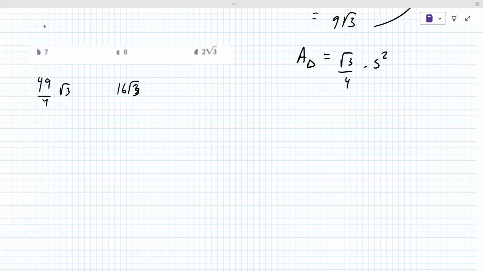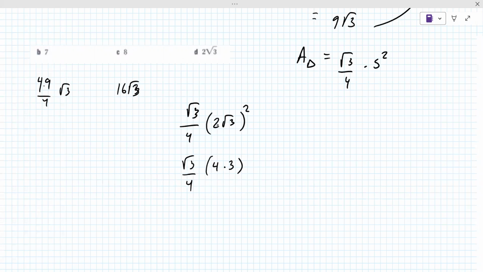And so for the last one, the only maybe uncertainty is, what do you do about this 2 square root 3 when you square it? You square the 2 and you square the square root of 3. So the 2 squared becomes 4. The square root of 3 squared becomes 3. You're multiplying them, so that's 12. Think of that as 12 over 4 or 3. So it becomes 3 square root 3.